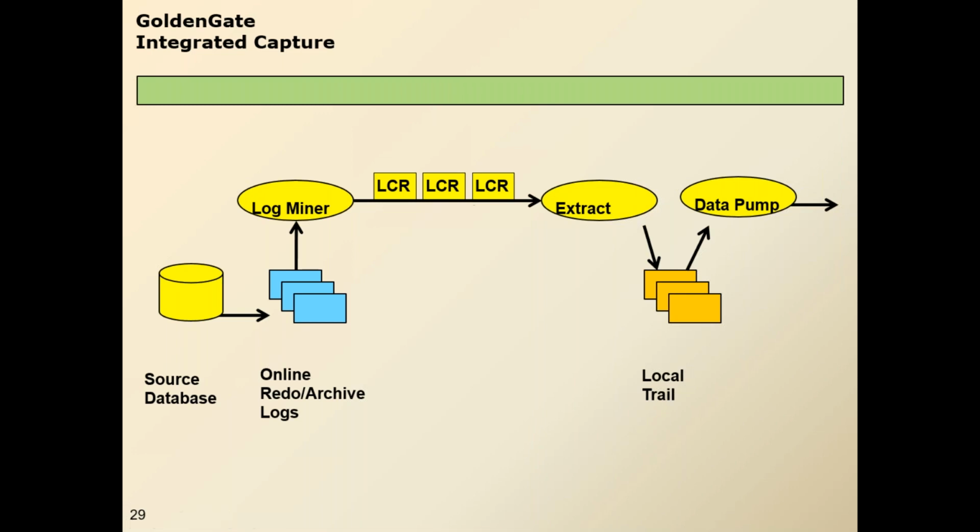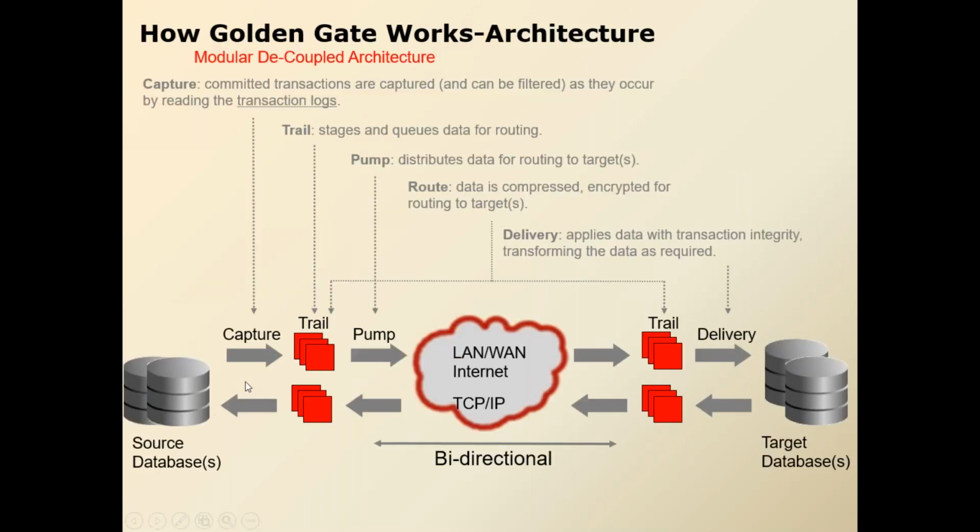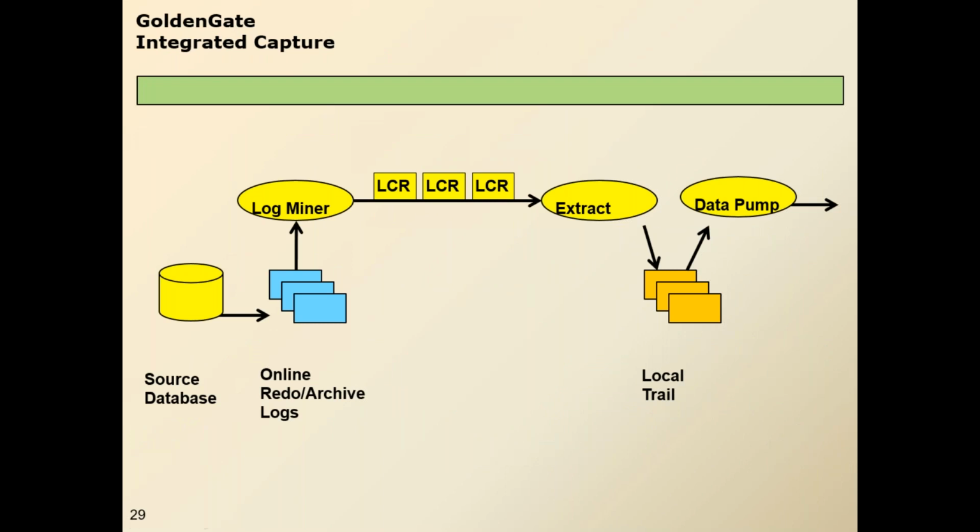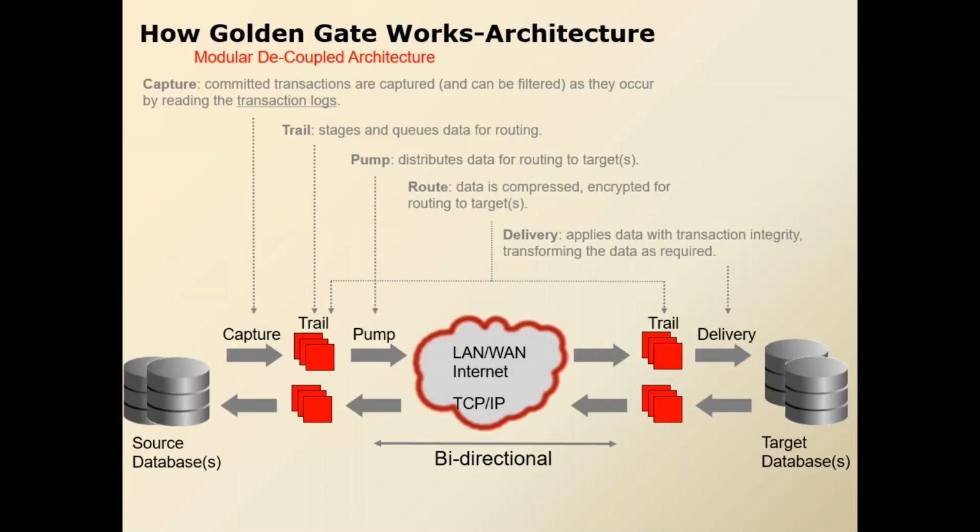So that is the difference between integrated capture and classic capture. Here, the task of filtering the data, or whatever changes are needed by the extract process, is done by the classic extract. However, in integrated extract, the same task is done by LogMiner. So the extract process does not connect directly; you see the arrow. LogMiner passes on the changes needed by the extract process in the form of LCRs. Now, this integrated extract is fast, almost 5 times faster than classic extract.